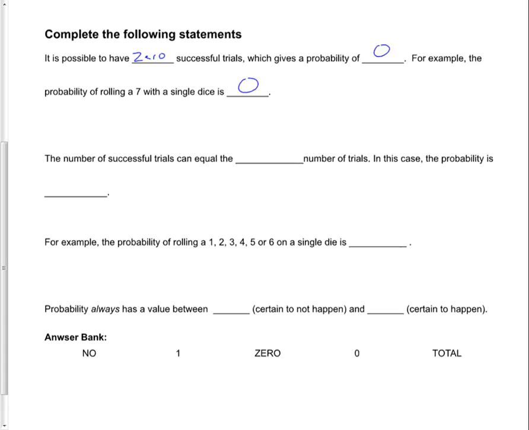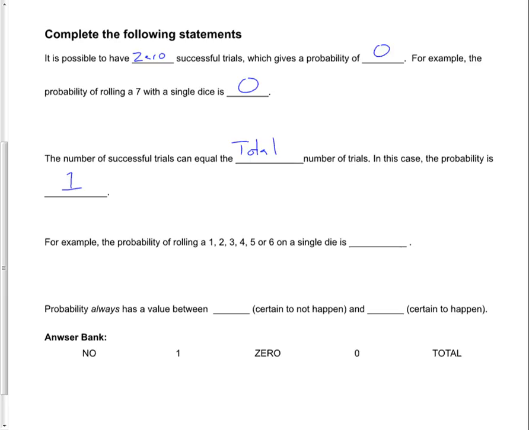The number of successful trials can also equal the total number of trials. And in this case, the probability is actually 1. So for example, if you're flipping a coin and you're recording on a tally chart the number of times that you've rolled heads versus tails, if you flip that coin 10 times, you have 10 trials. It is possible that you could get 10 heads in a row. That is entirely possible. And so therefore your experimental probability of rolling heads would be 100%, which is what the 1 represents.